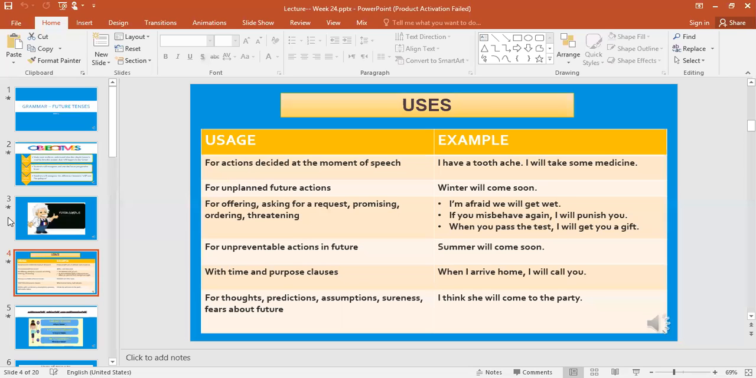Asking for a request. Will you get me a cup of water? This is a request. Promising. If you get the highest grade in class, I will get you a present. This is a promise. Ordering. Will you all sit down? This is an order. Threatening. If you misbehave, I will punish you. This is a threat. I'm threatening someone. Are you here with me?